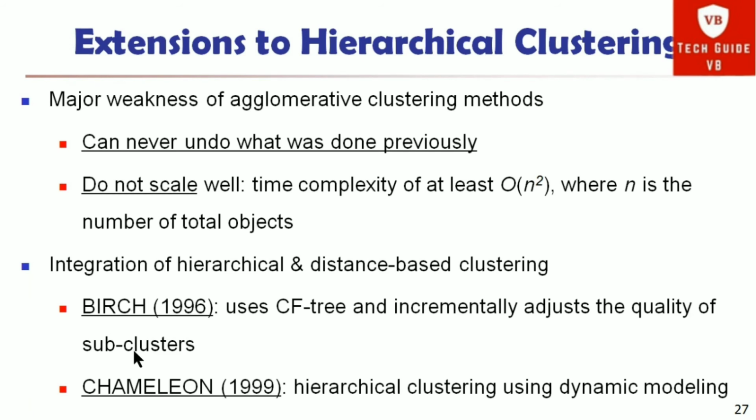One method is called BIRCH. It uses the CF tree and incrementally adjusts the quality of subclusters. So a different technique is used in BIRCH to improve the basic hierarchical clustering, that is agglomerative clustering and DIANA. The next technique in the extensions to hierarchical clustering is Chameleon. It was introduced in 1999, and Chameleon means hierarchical clustering using dynamic modeling. So these are some of the extensions to hierarchical clustering.